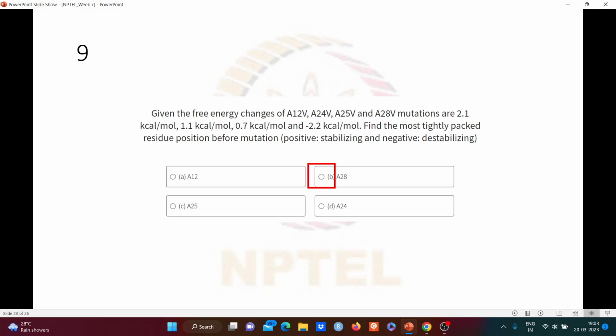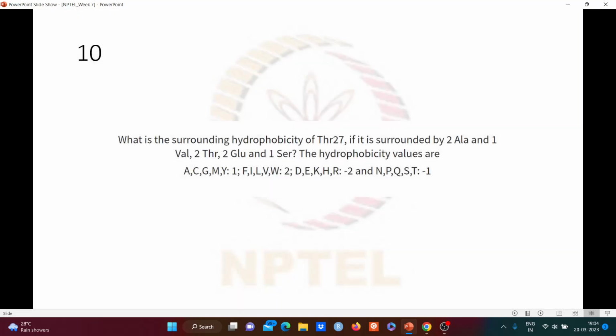One more thing here is the sign. Positive sign corresponds to stabilizing mutation, and the negative sign corresponds to destabilizing mutation. So when we disturb the most tightly packed residue, it destabilizes the protein. So the negative value and the net value both tell us here that A28, that alanine at 28th position, is the most packed one. Okay, am I clear here?